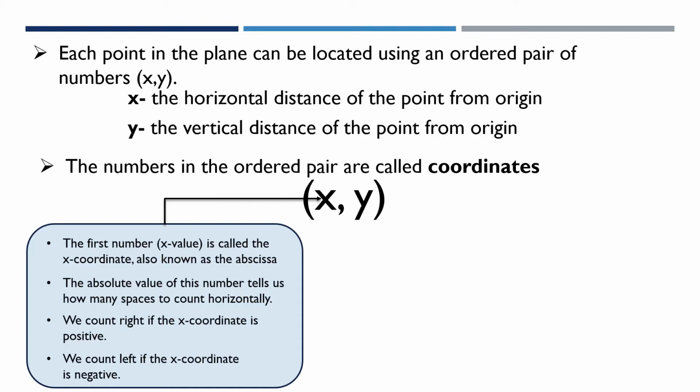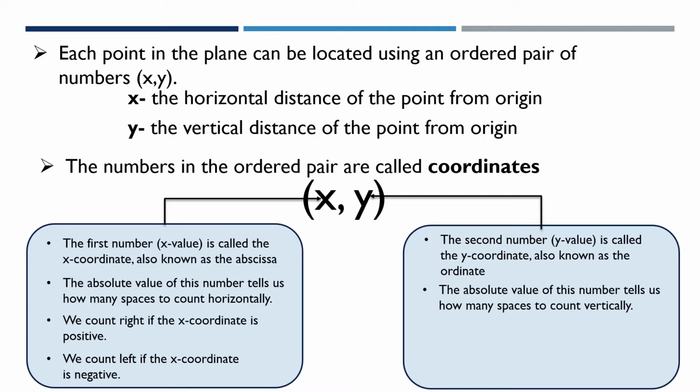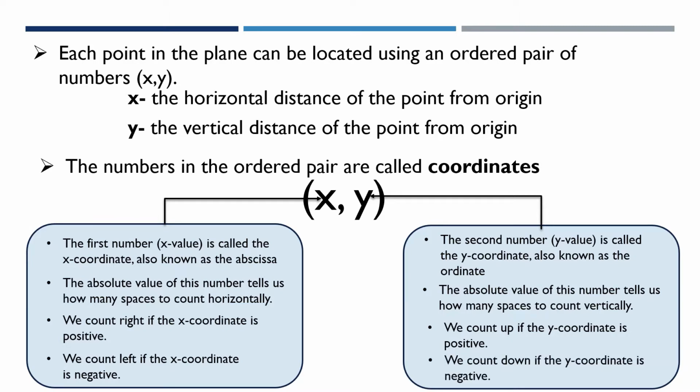Ano naman ngayon yung y? Y is the second number or the y value, and it is called as the y-coordinate or also known as the ordinate. The absolute value of this number tells how many spaces to count vertically, and we count up if the y-coordinate is positive. We count down if the y-coordinate is negative.